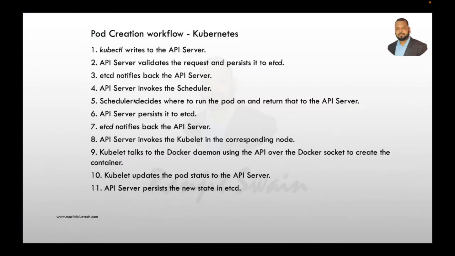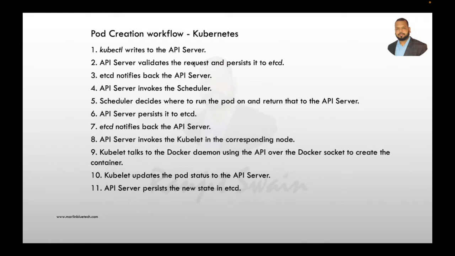Okay, so this is the pod creation flow, and you should understand and remember it clearly when you are going for an interview or working on Kubernetes. You should understand how the pod creation flow works in Kubernetes. As I told, kubectl writes to the API server. So kubectl here is nothing but the client. The client writes to the API server. The API server validates the request and persists it to the etcd. Then etcd notifies back to the API server.